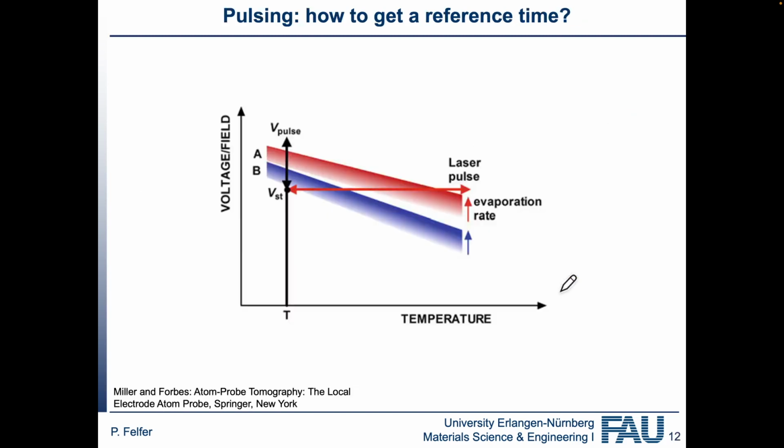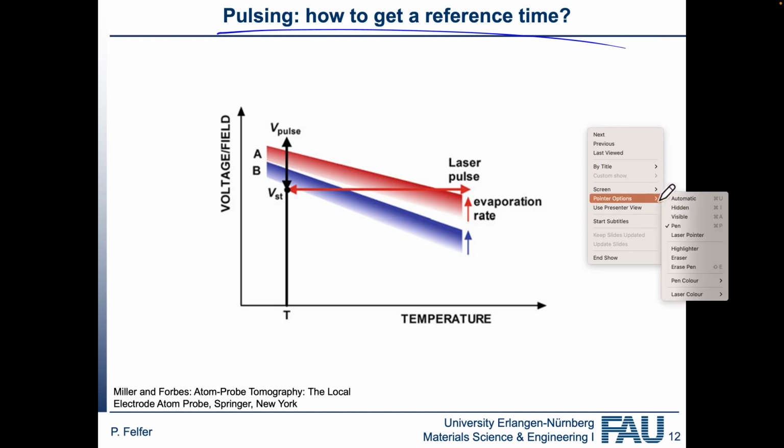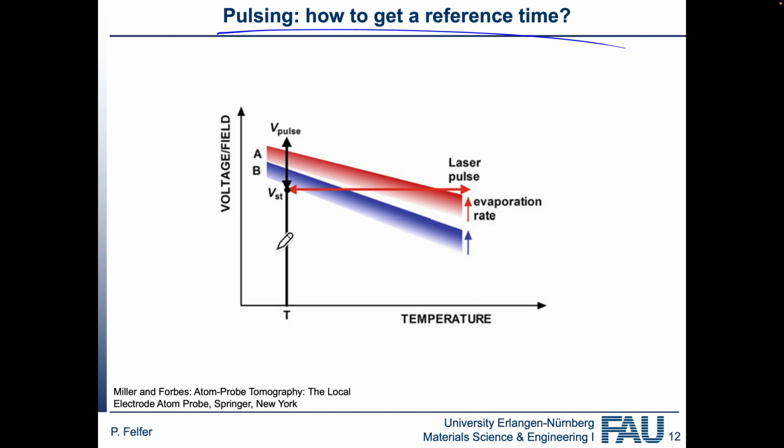Okay, so this was a very quick overview of the most important bits about field evaporation physics. And the last thing we're going to look at today is the pulsing. So how do we get a reference time? This essentially ties into the field evaporation physics, because typically we had field effects and we had thermal effects. And of course, once we get into laser pulsing, we also have thermal effects. And essentially, we have two ways of doing that.